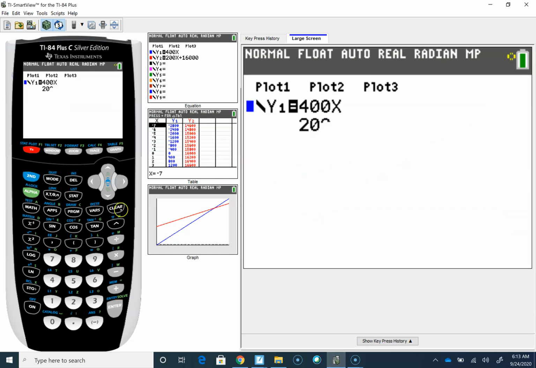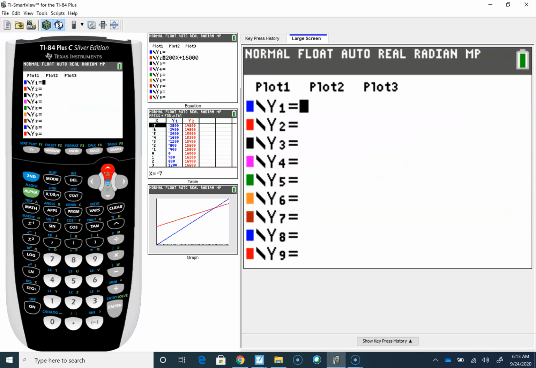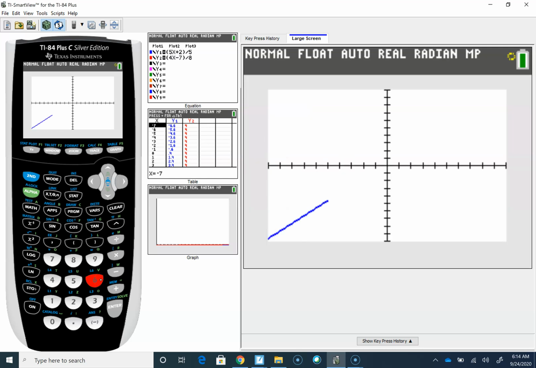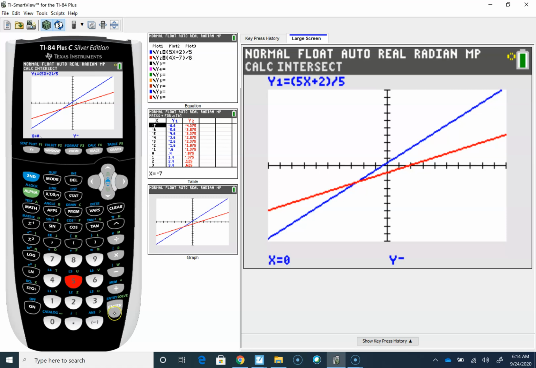So if I go to my y equal and clear those out, I'm going to put a parenthesis 5x plus 2 divided by 5. And my second one is going to be 4x minus 7 divided by 8. These are pretty small numbers, so I'm just going to do my zoom 6 and see how that works for my window. I'm going to watch those graph, and yes, my intersection is on my graph, so I'm going to be able to find that intersection, calculate the intersection. I'm going to just push enter through these. So negative 2.55 and negative 2.15.